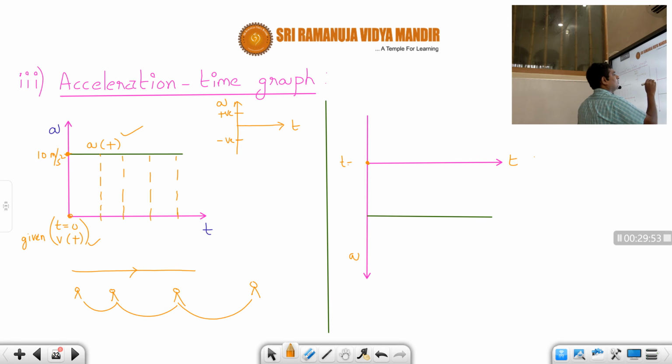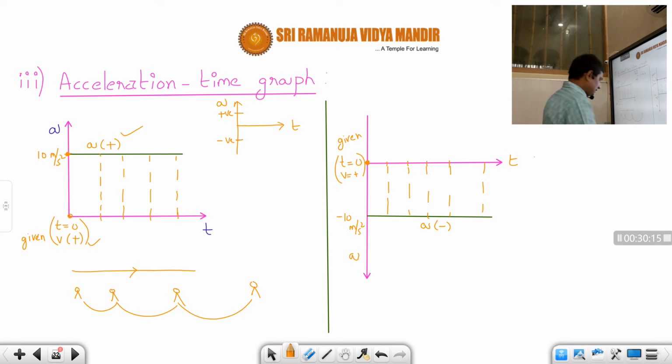So at time t equal to 0, the acceleration is minus 10 meter per second square. And at any point of time, the acceleration is constant, correct or not? Minus 10, minus 10, minus 10, correct? So here acceleration is negative, and of course initially they should give v as positive. This is given because we don't know in which direction the body is going. So suppose the velocity is given initially, that means initially the body is traveling right side. So velocity is positive, but the acceleration is negative right from t equal to 0.